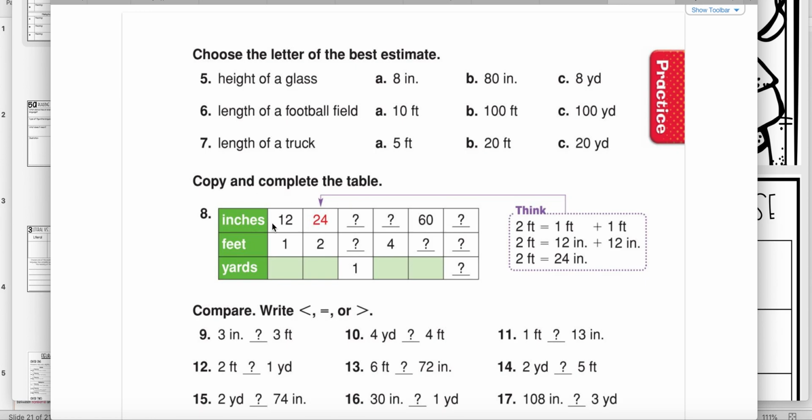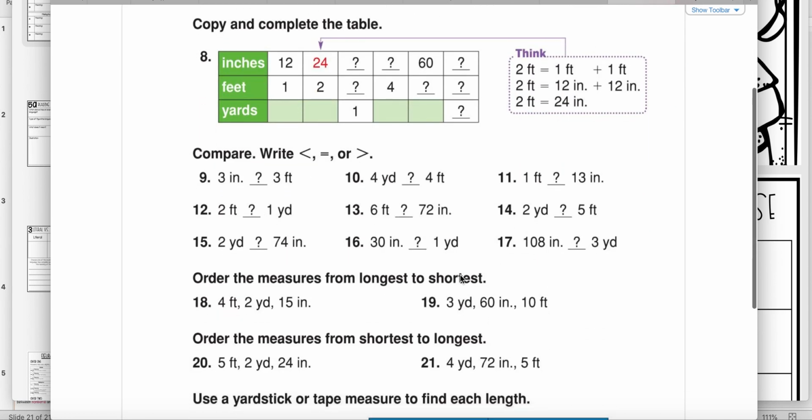Okay, so let's look at this table. We have 12 inches is 1 foot. We have 24 inches is 2 feet. If we have 1 yard, how many feet is that? 3. Good. And how many inches? 36. Great. If we have 4 feet, how many inches? 48. Good. This is 5 feet, 60 inches. 6 feet would be 72. And how many yards? 2 yards.